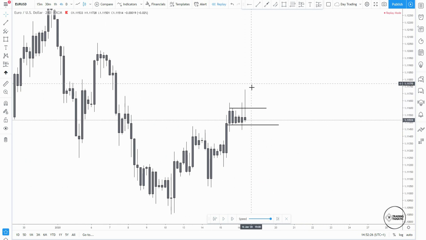What is this candle representing? It's not just a pin bar. It's telling a lot of information. Price from here attempted to push here. This candle was looking super bullish by the time it opened.